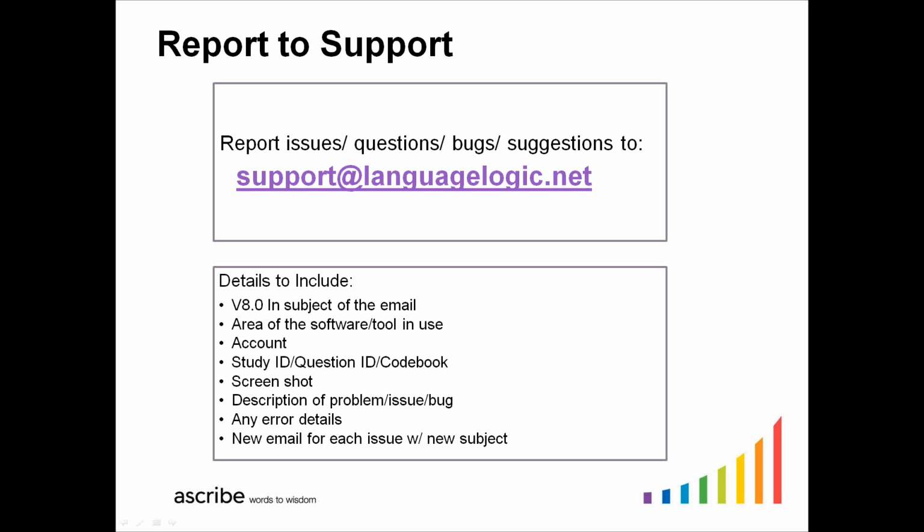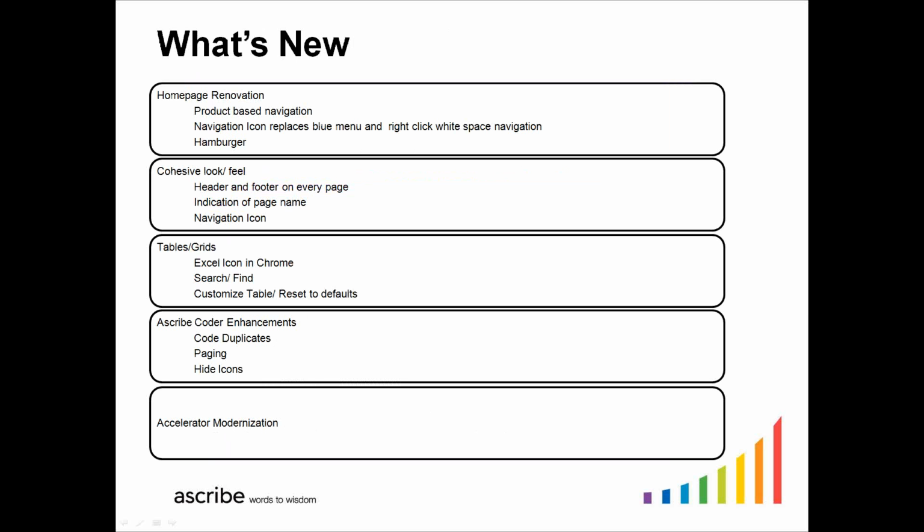All right, so what I'm going to be talking about today, just briefly, first of all, this version 8.0 is our modernization and usability uniformity release. We're going to start out talking about our homepage renovation. Then I'm going to talk a little bit about the cohesive look and feel that has been applied throughout the software. We're going to talk about our updated tables and grids.